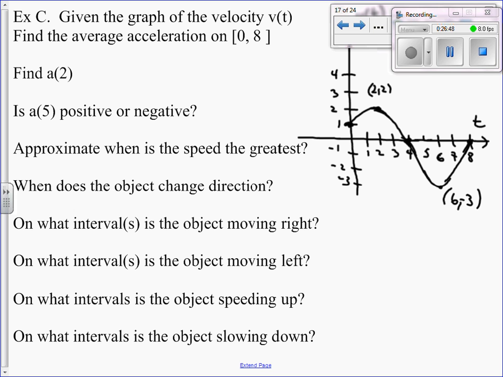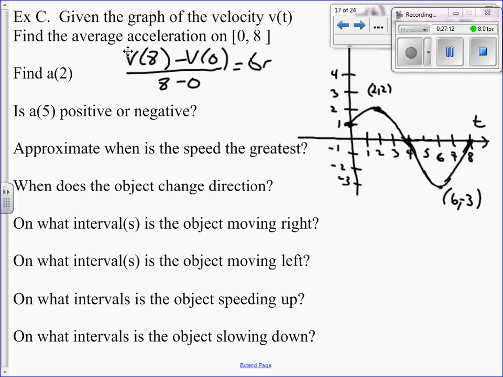Change in v over change in t for average acceleration. So we're going to have to get v of 8 minus v of 0, right? Because it's delta v over delta t, over 8 minus 0. How am I going to get v of 8? Oh, yeah, read the graph. What is v of 8?